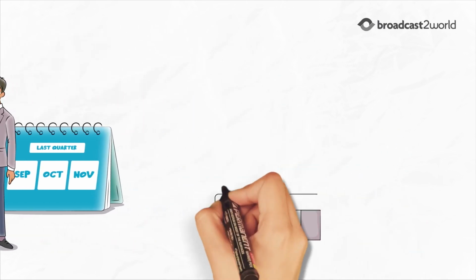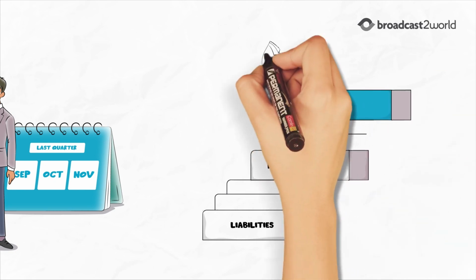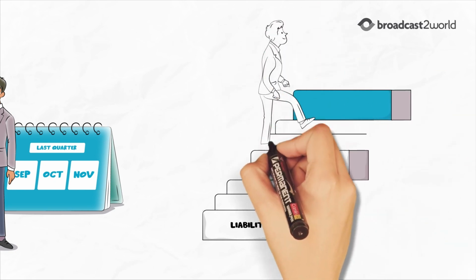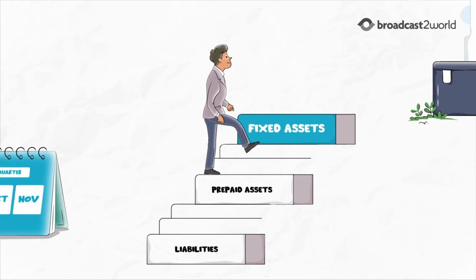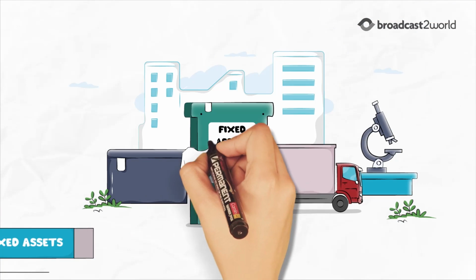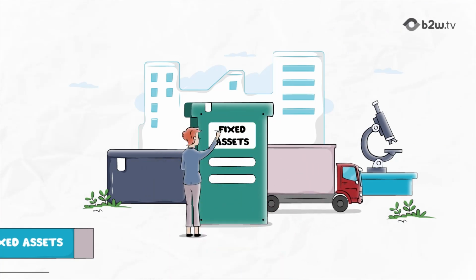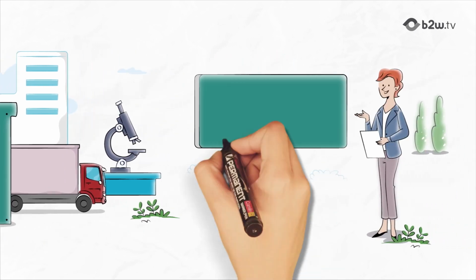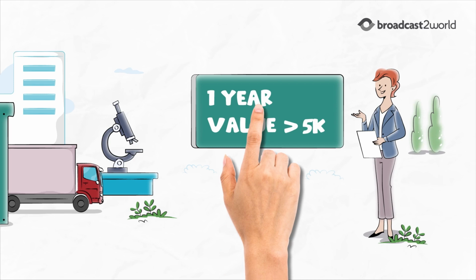Now that we understand liabilities and prepaid assets and the important role that UT budget managers have, we can look at another element in the field of accounting: fixed assets. Fixed assets are long-term assets that a company uses in its operations, such as property, plant, or equipment. They have a useful life of more than 1 year and a value greater than $5,000.